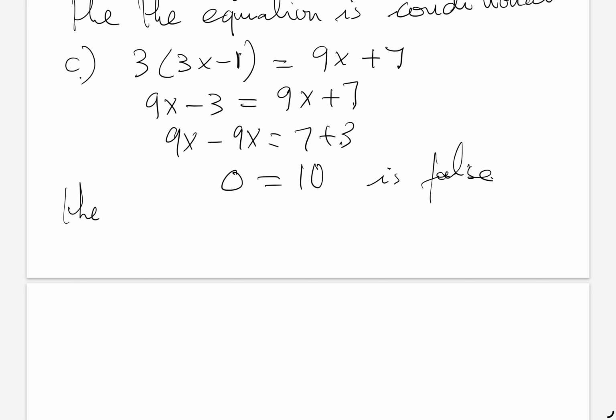Then the equation, what I meant is that equation, this one, that equation, the equation is a contradiction.